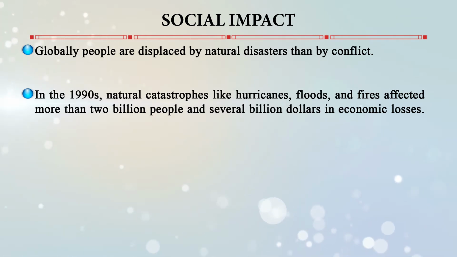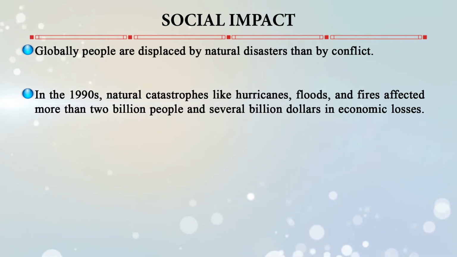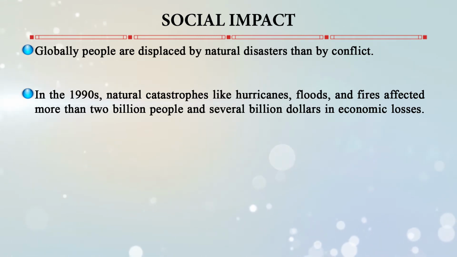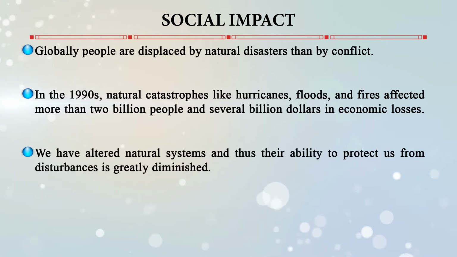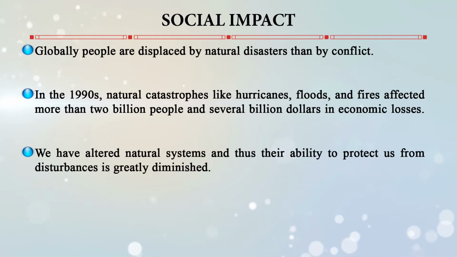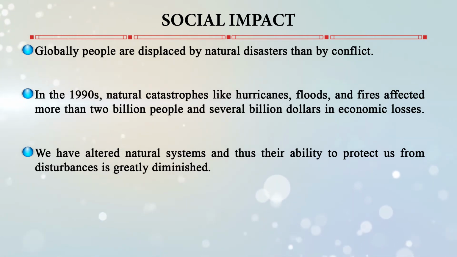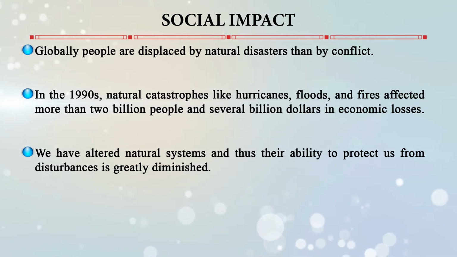In the 1990s, natural catastrophes like hurricanes, floods and fires affected more than 2 billion people, and several billion dollars in economic losses were incurred. So why has all this occurred? Mainly because we human beings have altered the natural systems, and their ability to protect us from disturbances is greatly diminished. So we are one main culprit for intervening with these calamities.